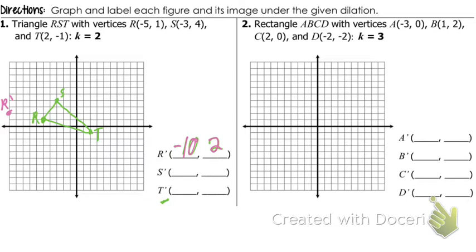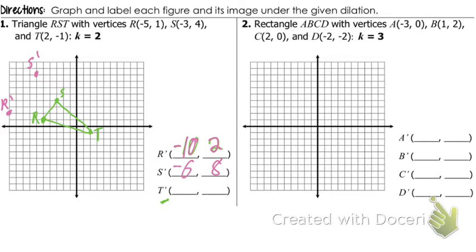So you take S and you multiply it by 2. So negative 3 times 2, negative 6. 4 times 2, 8. So if we go 6 to the left and 8 up, and we call this S prime, does that look twice as far to the left and twice as high up as S does? Yep. Good, it should.